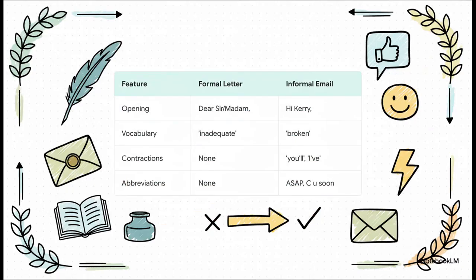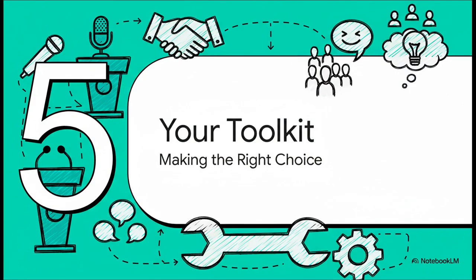And this table just breaks it all down perfectly. I mean, look at the opening. Dear Sir/Madam versus Hi Carrie. The vocabulary, inadequate compared to words like annoyed. The formal letter has zero contractions or abbreviations, but the informal email is loaded with them, like YIL and ASAP. You can literally see how each one of those rules we just talked about works together to build the overall tone.